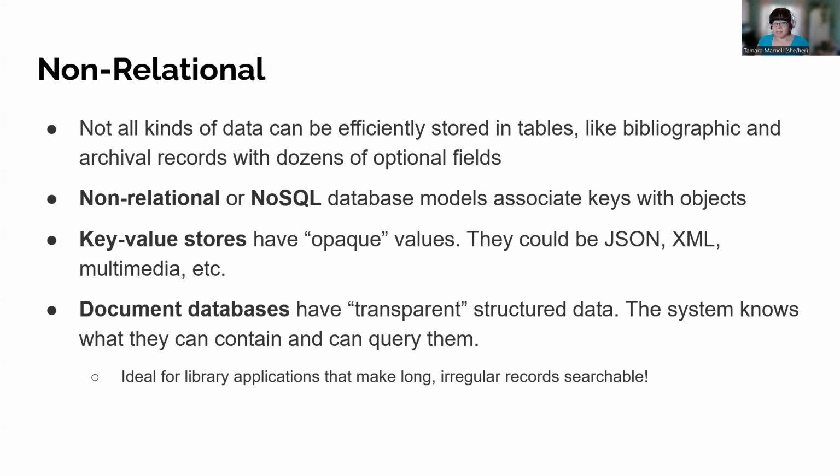So document databases are like enhanced key value stores where the data is, quote unquote, transparent. The system actually knows what the structure is, what it's supposed to contain, so that it can query it in some way. So this makes this ideal for those library applications where we are trying to ingest tons and tons of descriptive data like MARC records or EAD records and make them searchable.